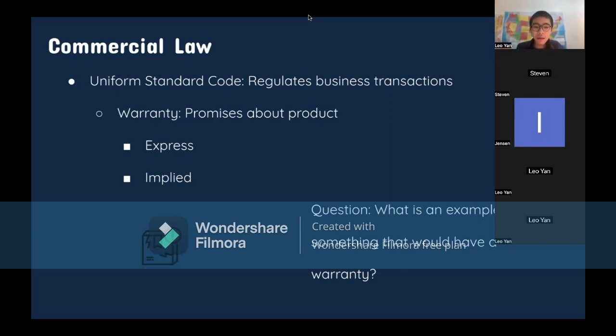And then there's a second type of warranty called implied warranty. A consumer doesn't actually need to be given a warranty to be protected, because the manufacturer can actually give a warranty without giving a warranty, according to the standard code.